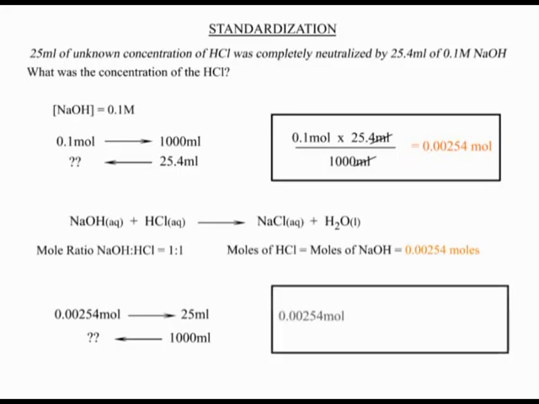We have 0.00254 moles times 1,000 ml over 25 ml. The mls cancel out and we get approximately 0.1 moles. And because these 0.1 moles are in 1,000 ml or 1 liter, this is called molarity. And so the concentration of hydrochloric acid was 0.1 molar.